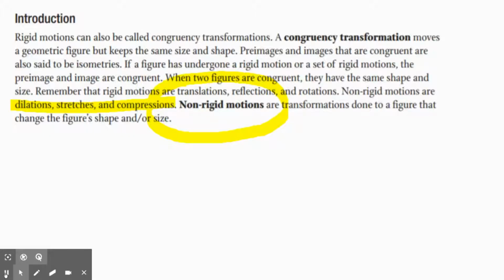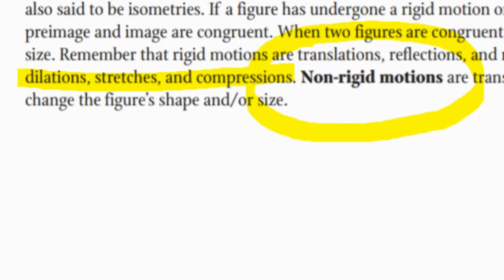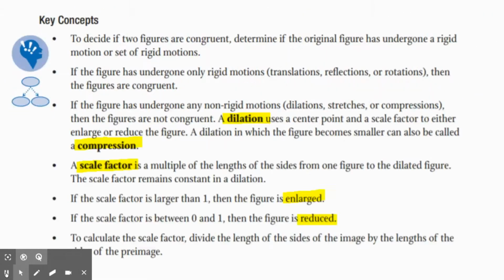For the past few sections, we've been talking about rigid motions, which we also call congruency transformations, which means that the before and the after picture, the pre-image and the image, are congruent. However, this section is going to be more about the non-rigid motions. They're also known as dilations, stretches, and compressions.